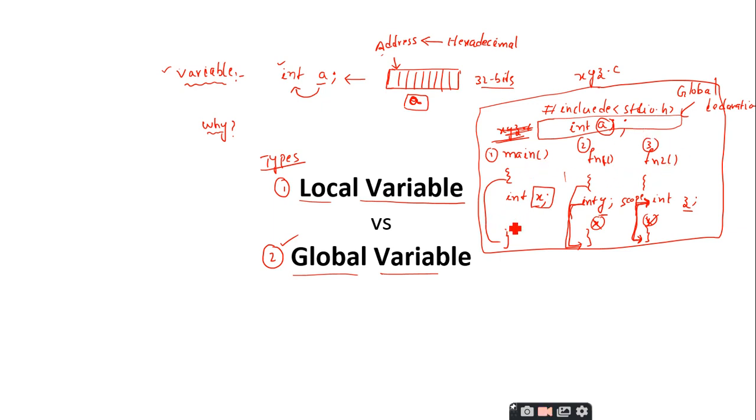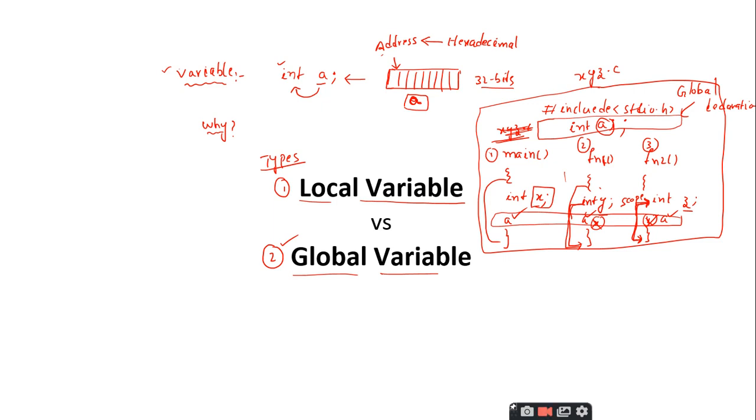So if you make use of a here, it is valid. If you make use of a here, it is valid. If you make use of a here, it is valid. Since a is a global variable, the programmer is free to access this variable anywhere in the program. Any function can make use of this global variable.